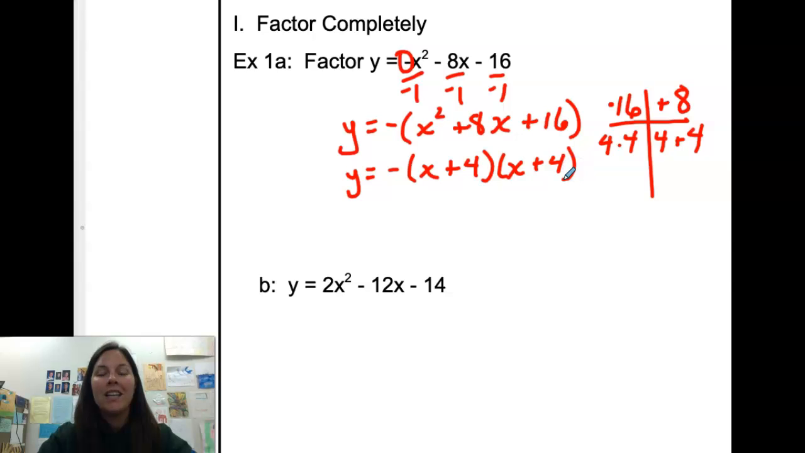Now hopefully a lot of you at this point recognize we have the same thing multiplied by itself, so we can simplify this one, keeping the negative on the outside of the parenthesis. I get x plus 4 squared.